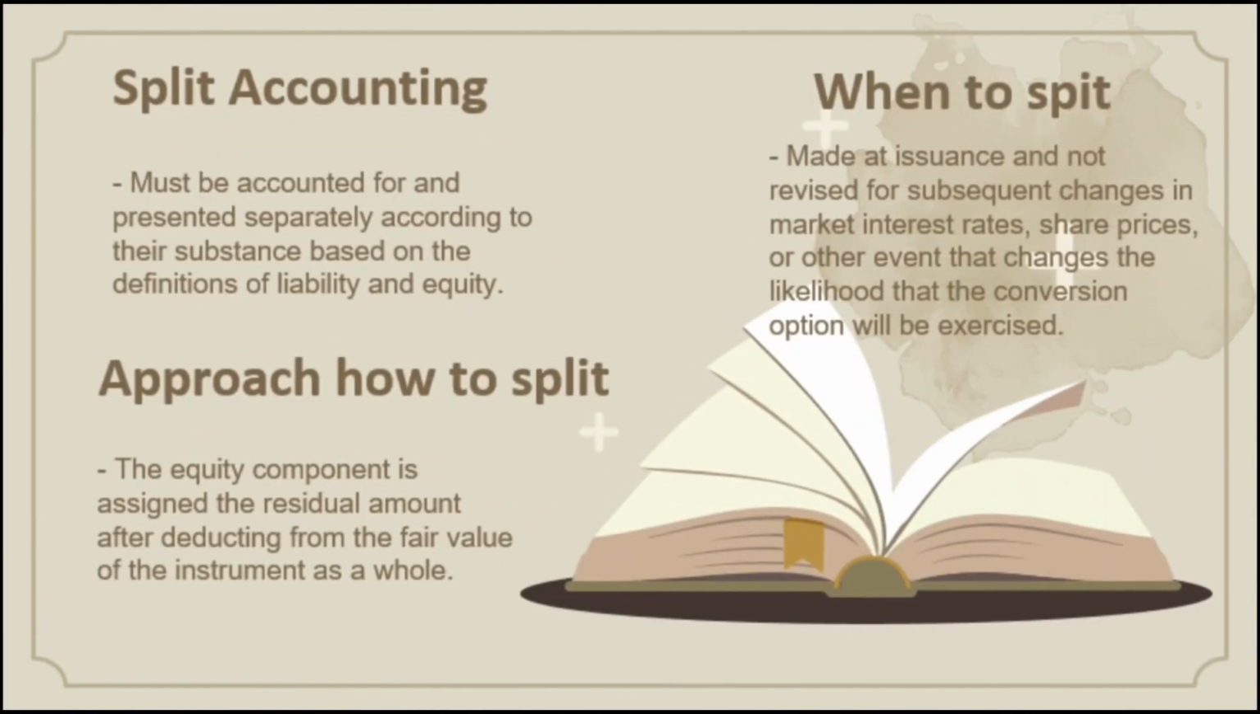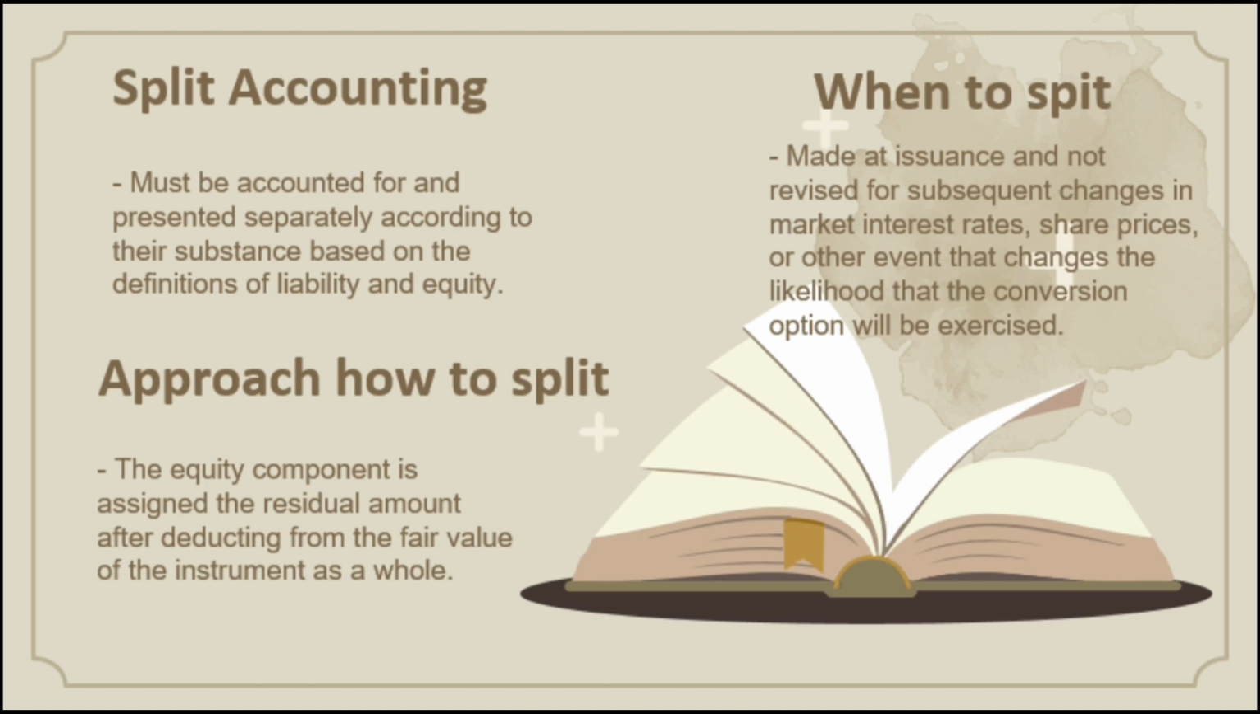The accounting treatment of compound financial instruments is through split accounting. Split accounting, as mandated by PAS 32, requires the separate presentation and accounting for the component parts of compound financial instruments based on their substance as liabilities or equity. The approach to splitting involves allocating the initial carrying amount of the instrument to its equity and liability components.